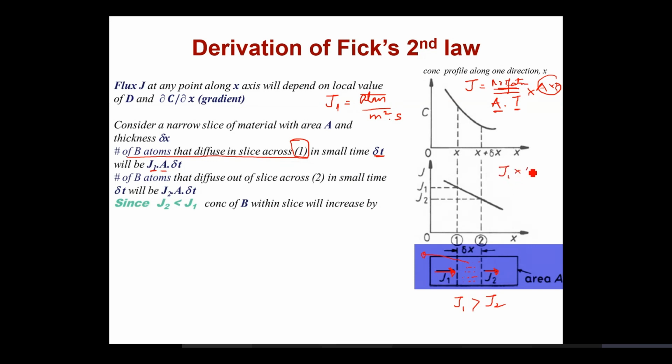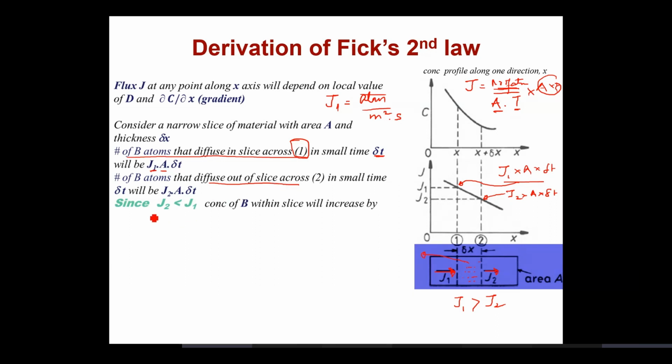J1 multiplied by cross-sectional area multiplied by delta T would give me the number of atoms that are entering into the region. Clear hai? यस सर. Similarly, J2 multiplied by the cross-sectional area multiplied by the same time would give me the number of atoms that are diffusing out of the region. All right.